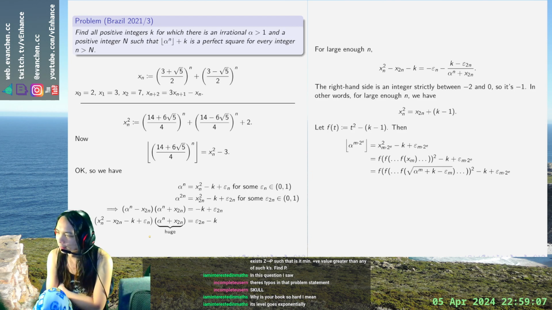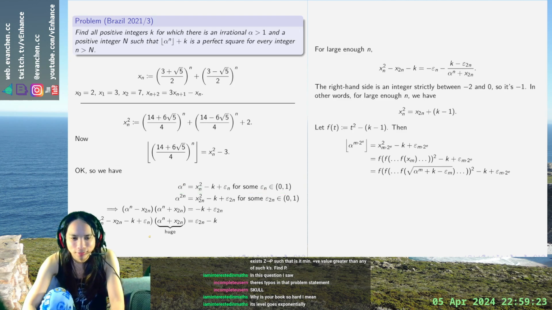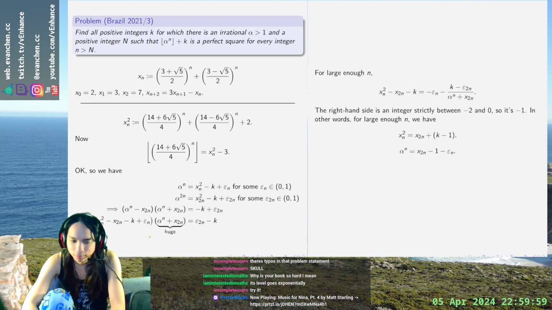What do I do now? What if I just take this thing and stick it back in here? Does that kill k, actually? I think that kills k, right? Okay, we're going to drop the iteration idea because I don't want to do dynamic systems. Now, alpha to the n is actually equal to x to n plus minus 1 minus epsilon n. Okay, putting this back in.